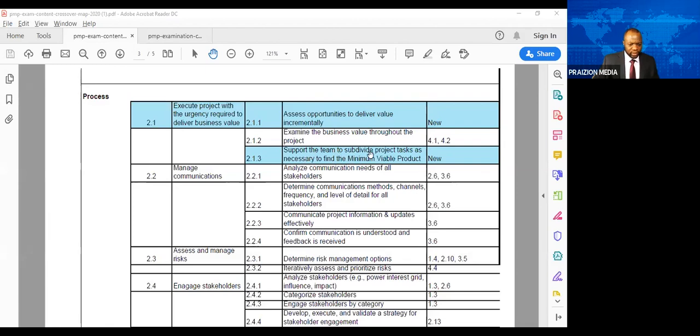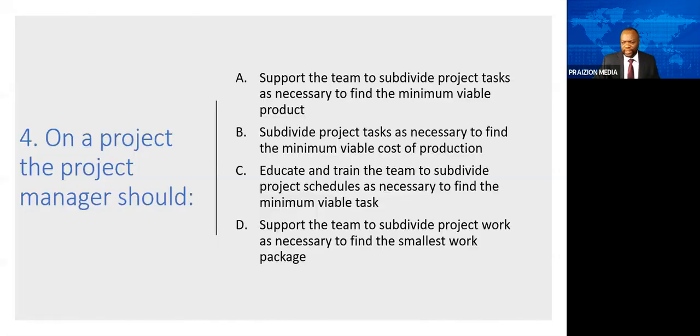Support the team to subdivide project tasks as necessary to find the minimum viable product. So if we go back to the question, answer D addresses the smallest work package. We're not trying to find that. We're not trying to find the smallest amount of work to do to make it more manageable. We're trying to find the MVP so that we can get that feedback. So D is not the best option.